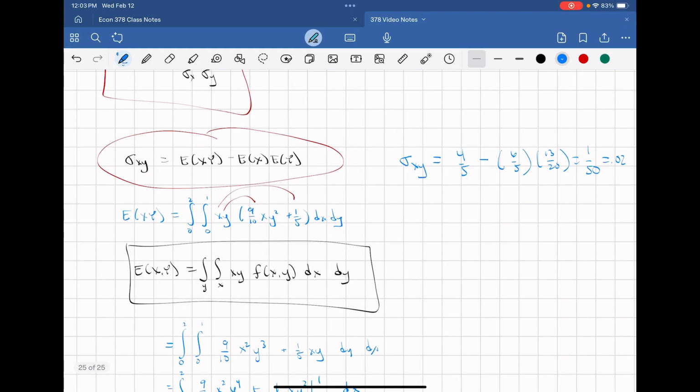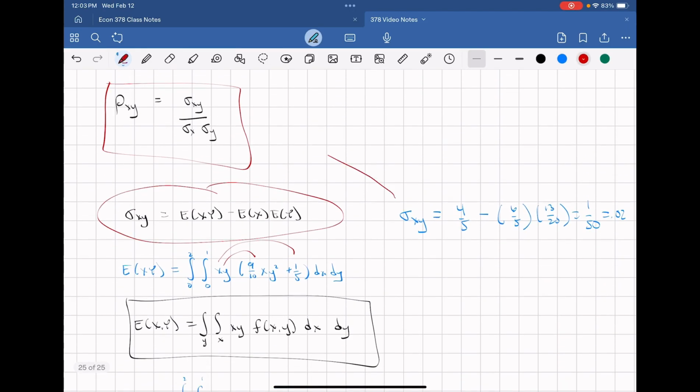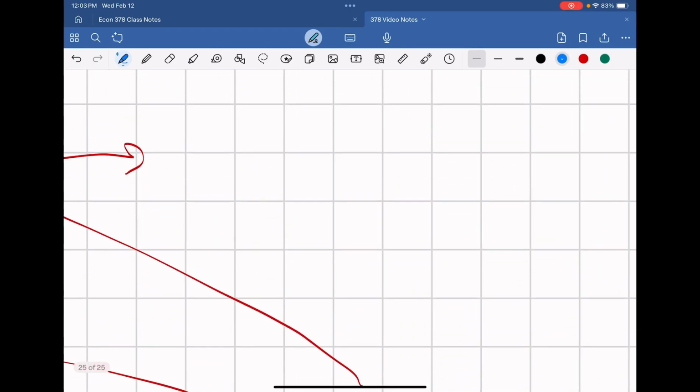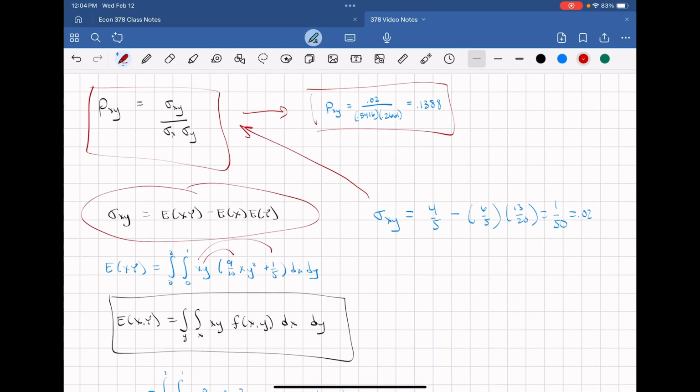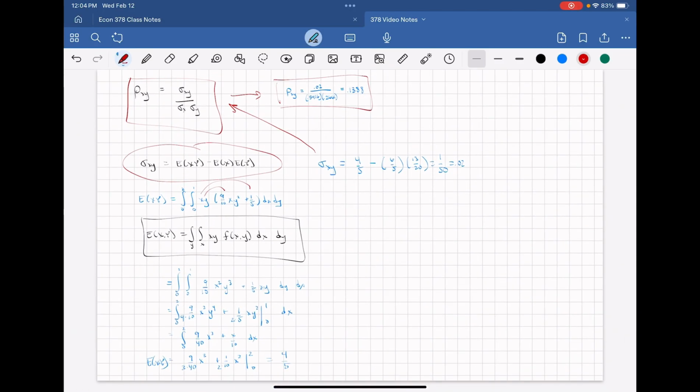Well, now that we have that, we can go back to our original equation that we really want to solve, and that's going to get us that the correlation between x and y is equal to 0.02, the covariance, divided by the standard deviation of x, which is 0.5416, times the standard deviation of y, which is 0.2661, and that is going to equal 0.1388. And that there is our final answer for the correlation between x and y, which means there's a positive correlation between study and exam score.